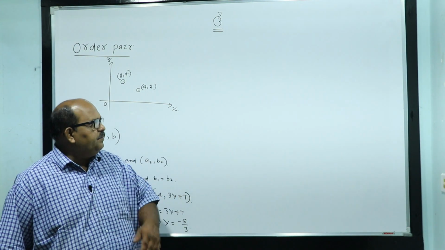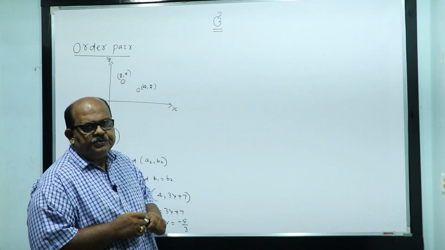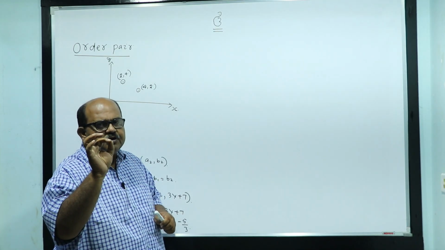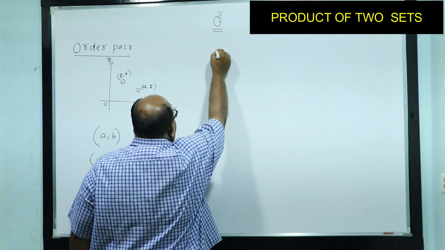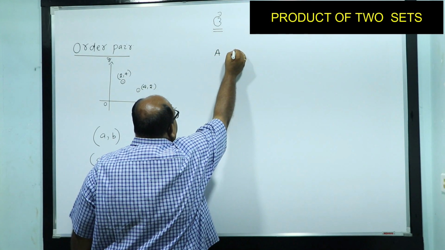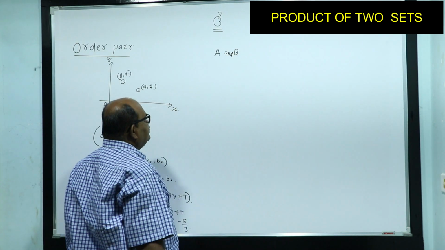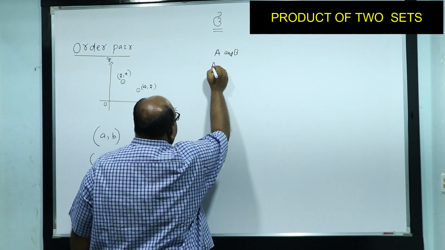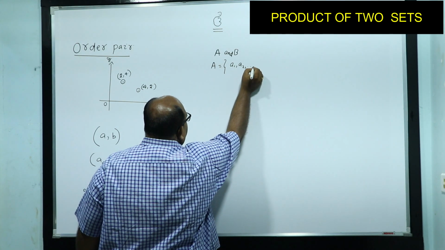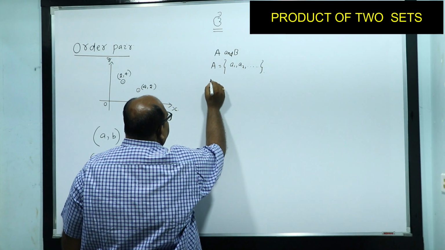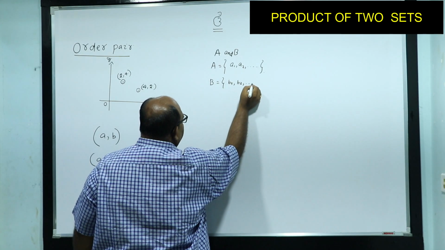The next important term in this chapter is the product of two sets, which we also call the Cartesian product of two sets. What is the meaning of the Cartesian product of two sets? Let A and B be two non-empty sets. A is a set, let its elements be a1, a2, dot, dot, dot. B is a set, let its elements be b1, b2, dot, dot, dot.